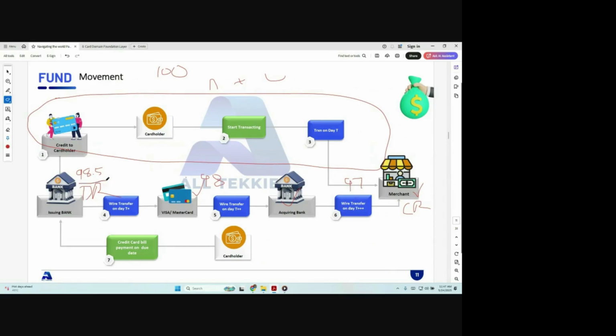So think, $1.5 is the profit of the issuing bank. They get $1.5, they get $0.5, they get $1. But so far they are in debit only. The issuing bank is net debit. They will get the fund when the cardholder makes the payment here.